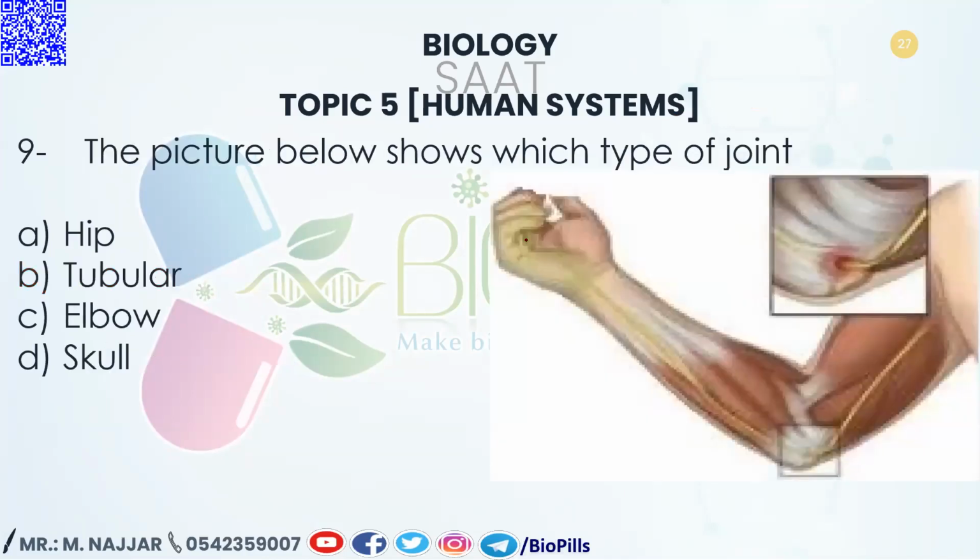Question number 9. The picture below shows which type of joint? A, hip; B, tubular; C, elbow; D, skull. It is the elbow joint, yes, and here is the elbow joint. Perfect.